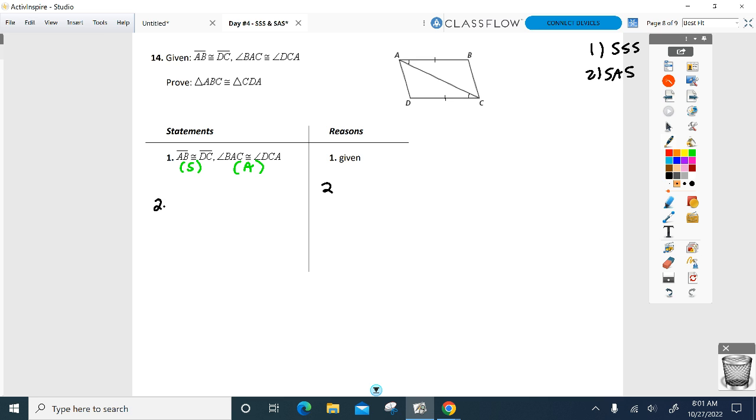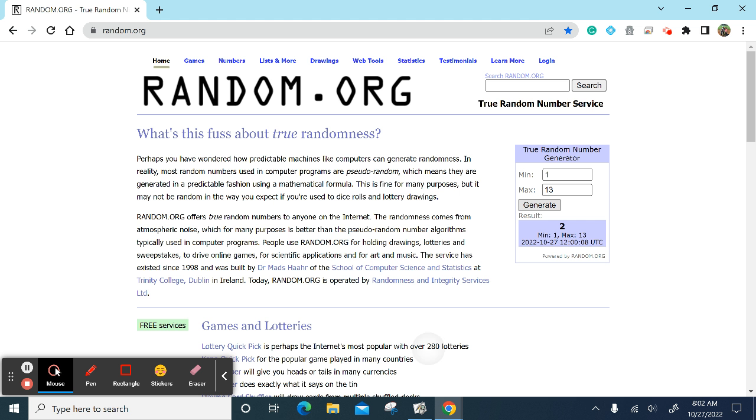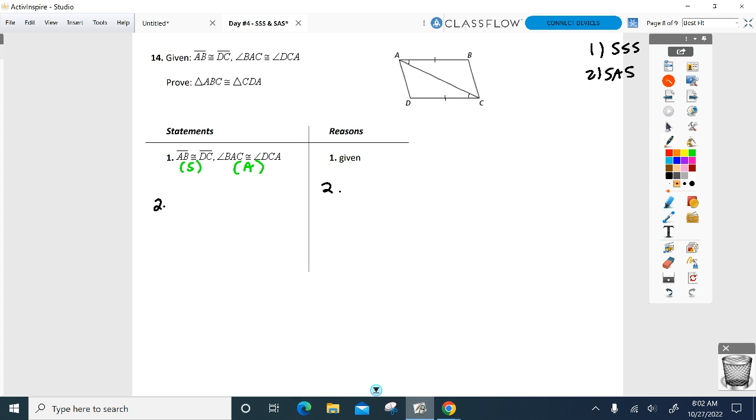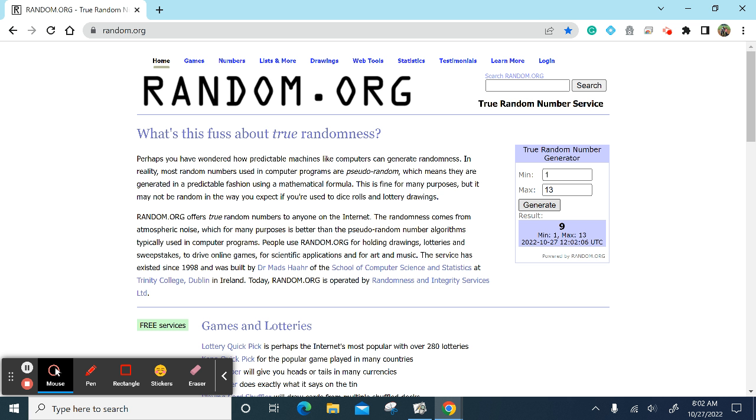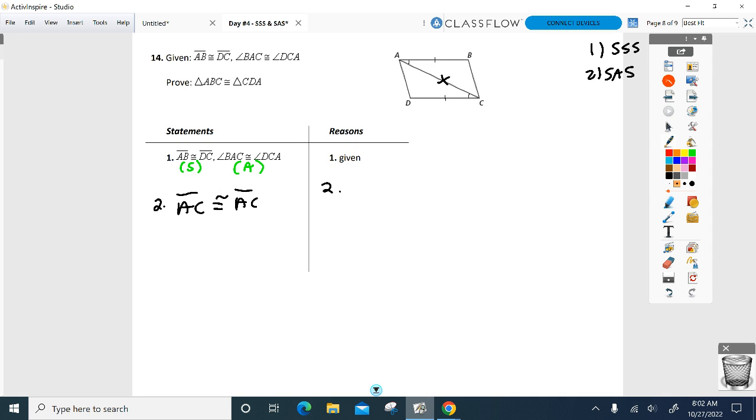Where in this diagram, and I know it's not that bad, is another pair of congruent parts to write down? And you better be sure of yourself here. AC is the reflexive side. AC congruent to AC, and I'm not assuming anything. Why is that true? Why is your statement true? Reflexive. And that is another pair of sides.